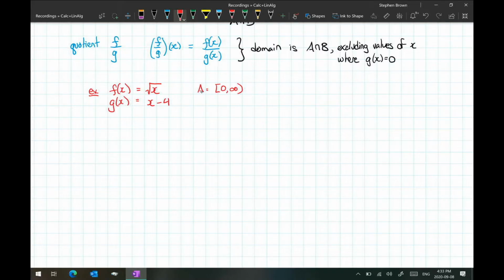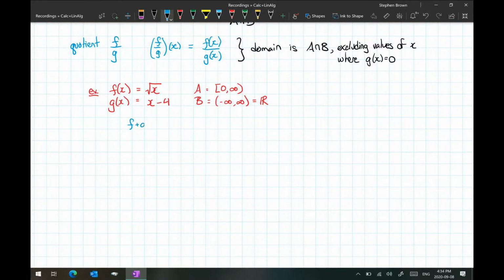So in this case, if you want to call it B, B is all real numbers. So you can label that as negative infinity to infinity, or a symbol for the real number line, just in general, is R with a double bar. And now you want to maybe look at combining those functions.